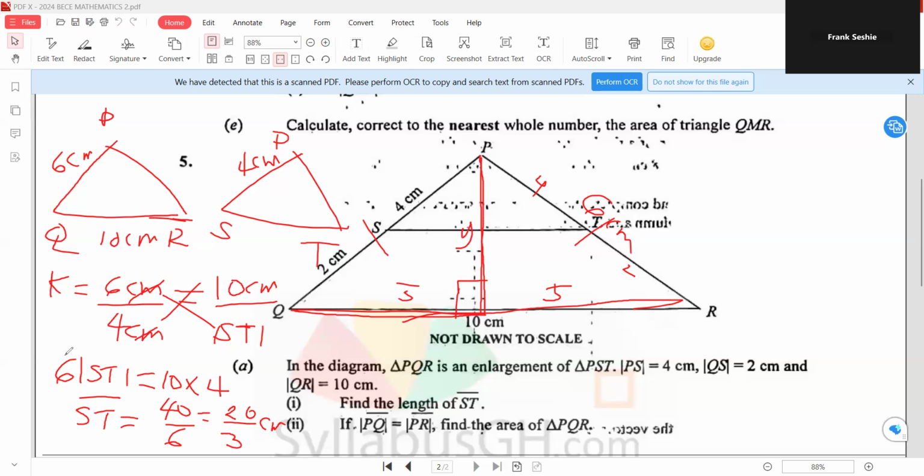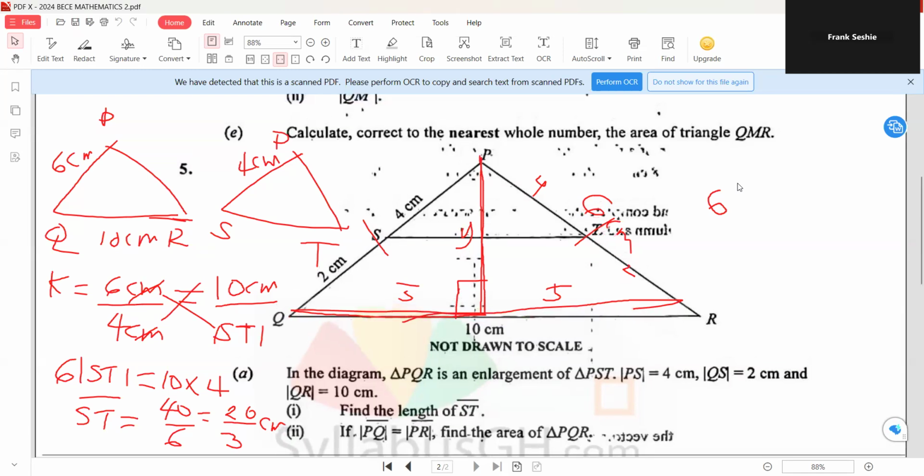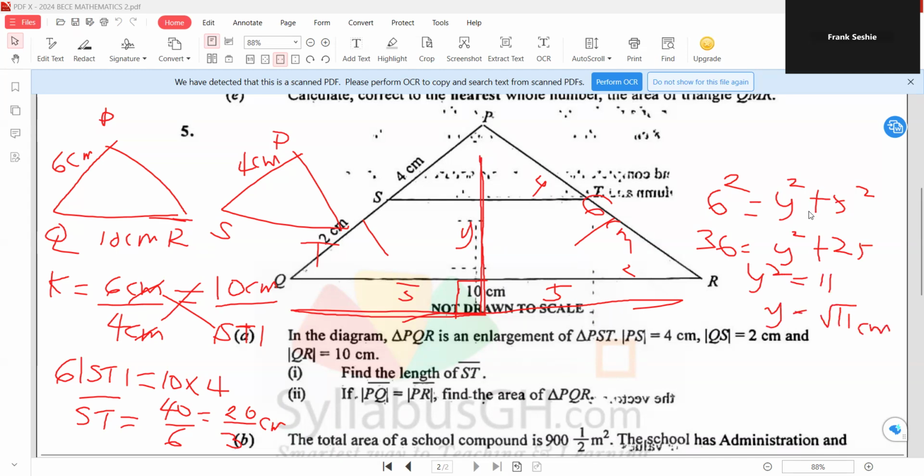So Pythagoras theorem, we have 6 squared being equal to Y squared plus 5 squared. And that's 36 equal to Y squared plus 25. So Y squared is 11. So Y is square root of 11 cm.